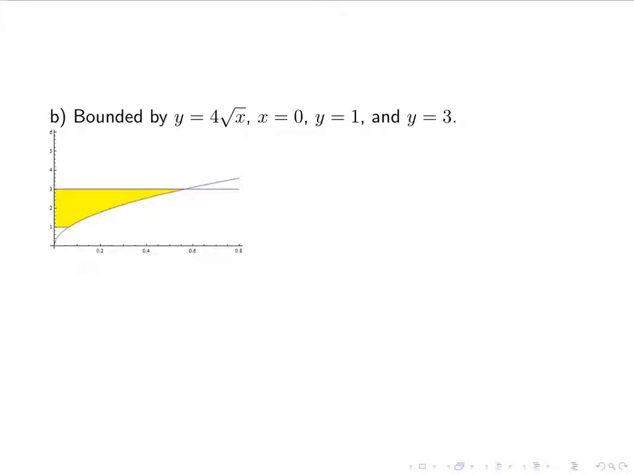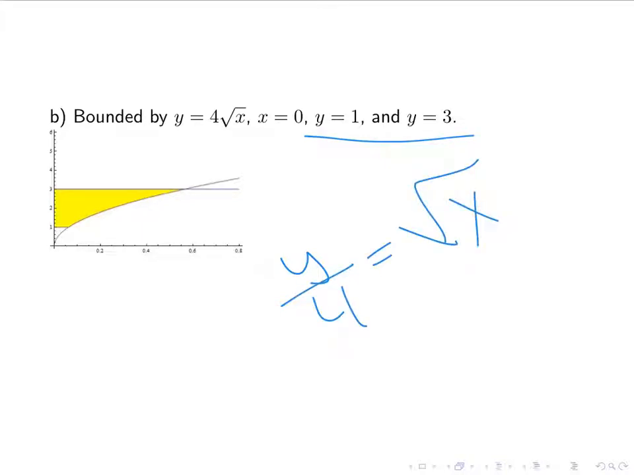Let's try another one. Bounded by y equals 4 times the square root of x, x equals 0, y equals 1, y equals 3. Again, we're given 2 different y values here. It's a big hint that you probably want to do it in terms of y. That means that we have to take our equation and solve it for x. So if y equals 4 times the square root of x, we need to divide by 4, and then we need to square both sides. So the function we're going to be using is x equals y squared over 16.